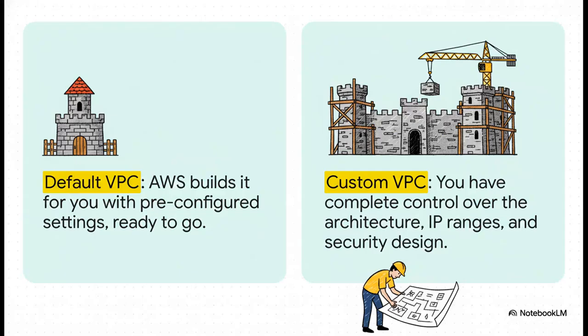So how do you get one of these? Well, AWS gives you a couple of options. You've got the default VPC, which is kind of like a prefab model home. It's all set up and ready to go, which is great for getting started fast. But for our fortress, nah, we want a custom VPC. This is our own custom blueprint. It gives us total, absolute control over every single detail.